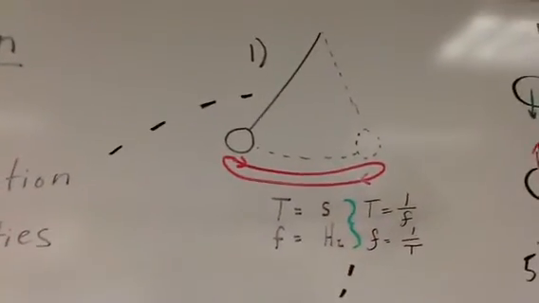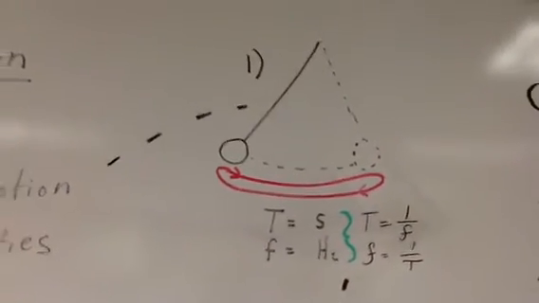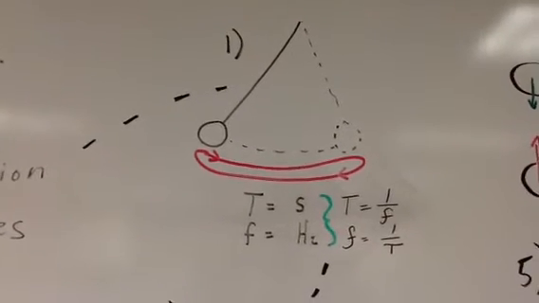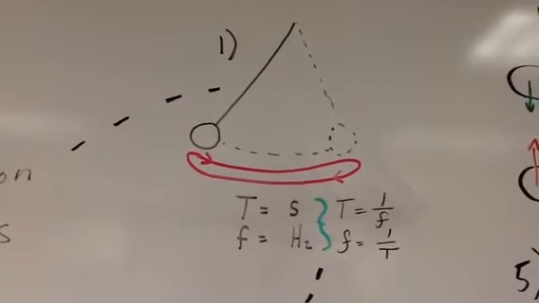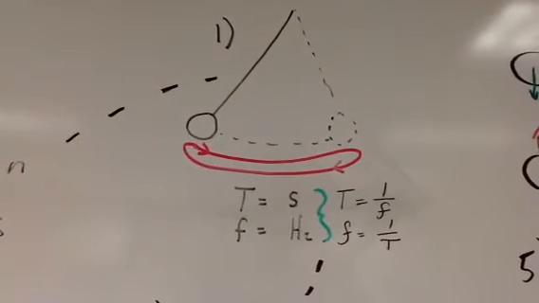Periodic motion is quite simply anything that moves back and forth, anything that vibrates, anything that has repetitive motion. A good example is a pendulum. It swings back and forth.